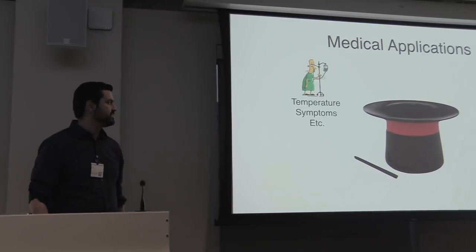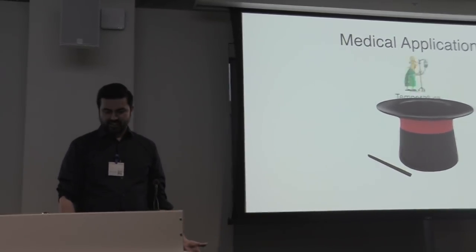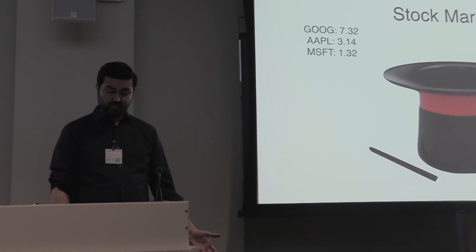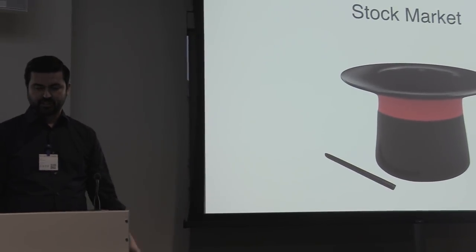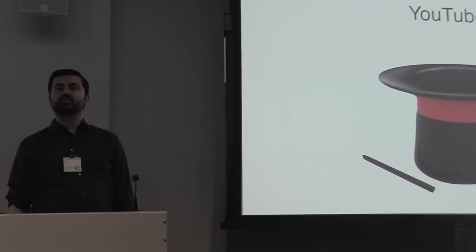Medical applications that you suggested: you put in the temperature, the symptoms, and everything, and it tells you if the patient is sick or healthy. Stock market: you put in a bunch of values for stock prices, etc., and it'll tell you I should probably buy Google or something. What we did in YouTube, we put in a vector with huge information, the age, the location, a bunch of things. Did you watch the video?